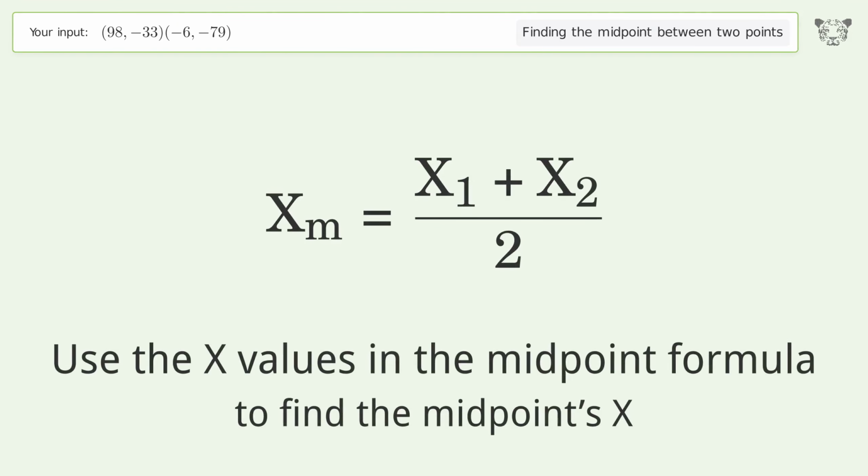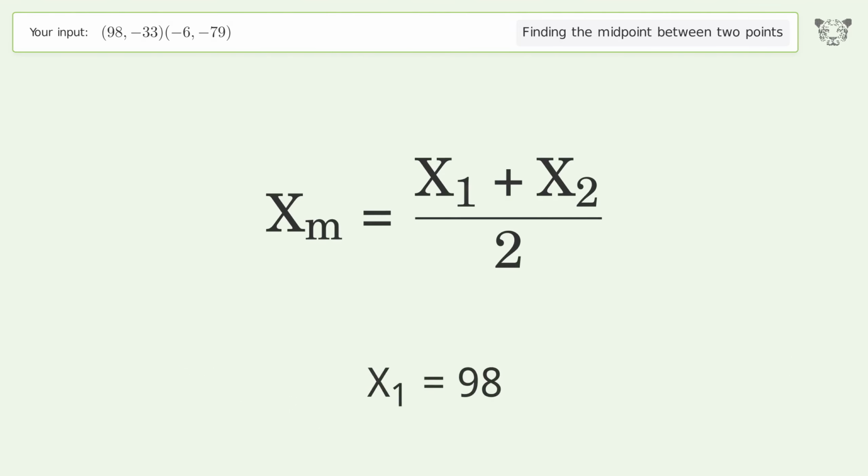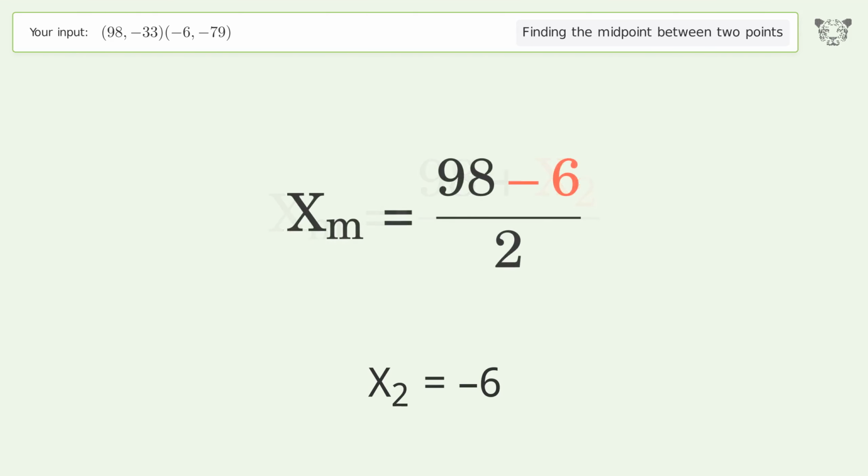Use the x values in the midpoint formula to find the midpoints x. x1 equals 98. x2 equals negative 6. Simplify the arithmetic.